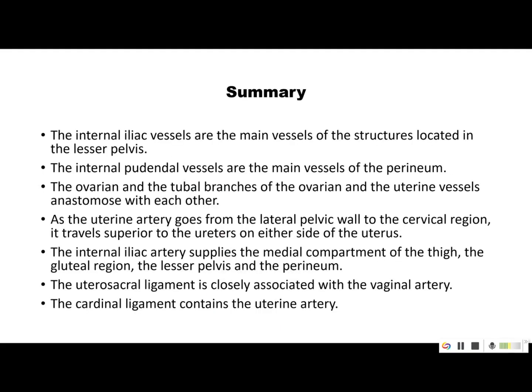To summarize, the internal iliac vessels are the main vessels of the female lesser pelvis. The internal pudendal vessels are the main vessels of the perineum. The ovarian and the tubal branches of the ovarian and the uterine vessels anastomose with each other. As the uterine artery goes from the lateral pelvic wall to the cervical region, it travels superior to the ureter on either side of the uterus. The internal iliac artery supplies the medial compartment of the thigh, the gluteal region, the lesser pelvis, and the perineum. The uterosacral ligament is closely associated with the vaginal artery, and the cardinal ligaments contain the uterine artery.